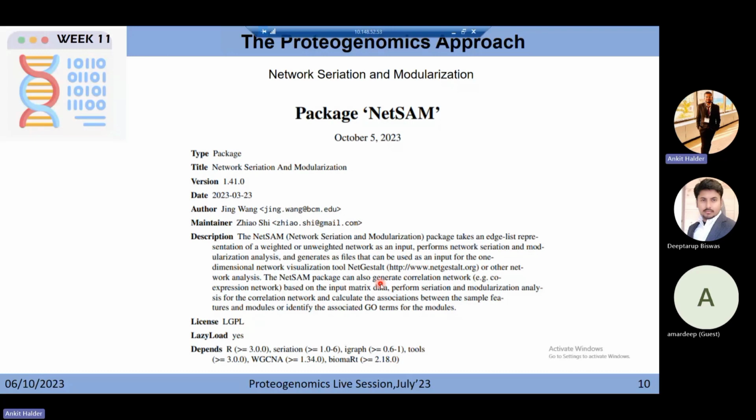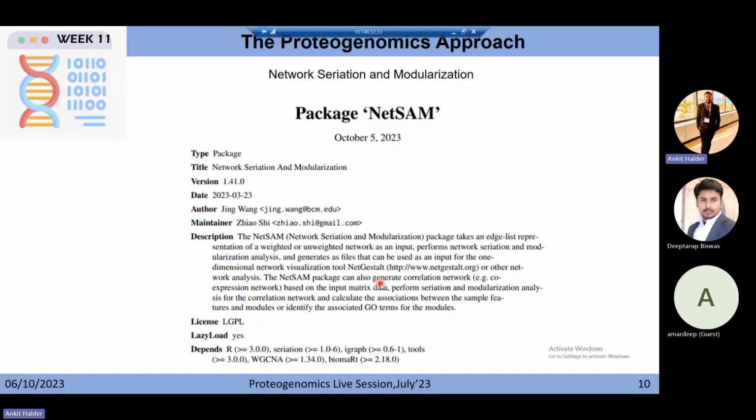the NetGSalt. It can also generate your correlation network, for example your co-expression or network-based analysis, calculate the associations between the sample features in the modules or identify the associated gene ontology features for the modules. So this is the package, and it also depends on the different modules.